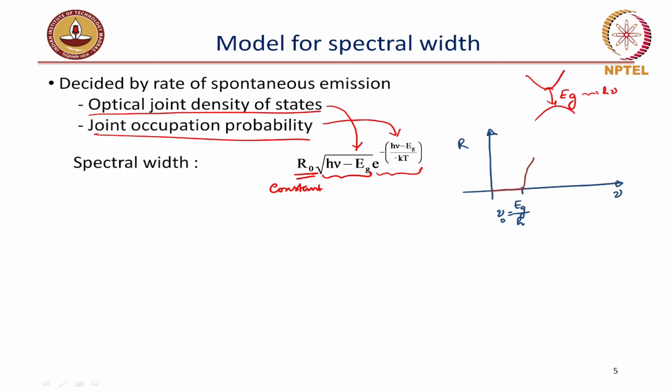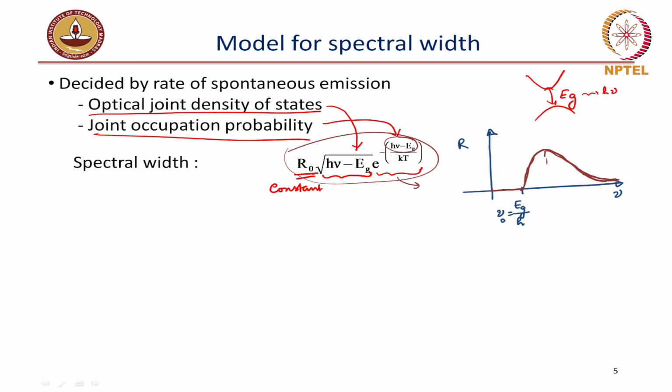But what is this term doing? As nu increases, this h nu minus Eg term actually increases, and exponential minus of that will make this whole number decrease. Which means as your nu increases, the rate of spontaneous emission increases because of the joint probability densities, but then it starts decreasing because of lower and lower occupation probability. So what you will end up getting is something like this. It'll probably touch zero only at infinity, but it starts tapering down very quickly.